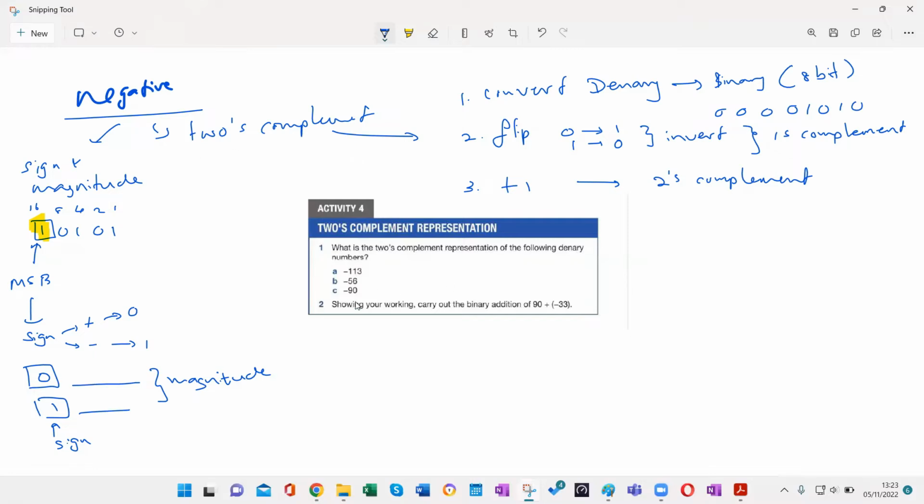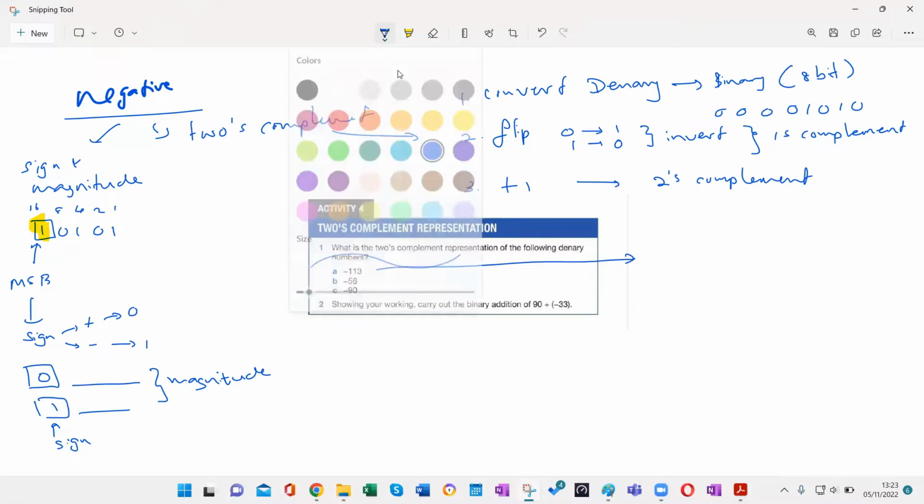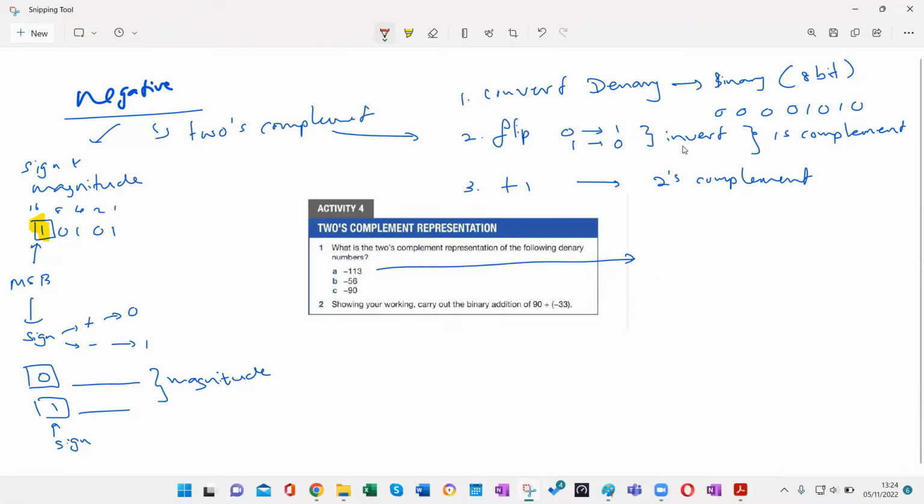Right, so I gave this homework. Let's try all 3. I think I did the first one. Okay, let's take this one. So you're also going to do it with me. Can you take your exercise book and do it along with me? And if you have done it already, just check. So first thing is 113. We need to represent 113 in 2's complement.